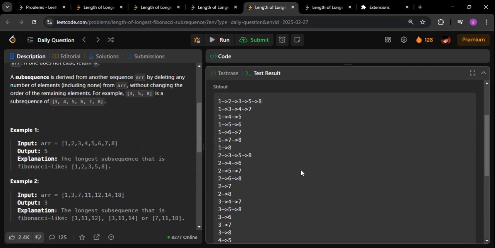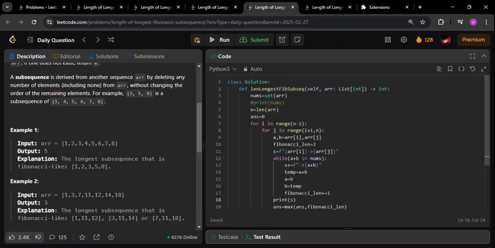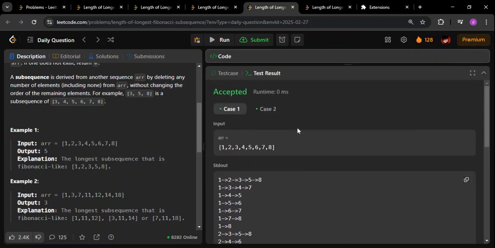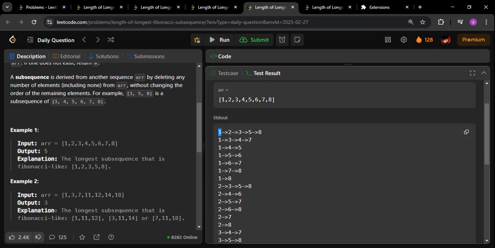Okay, if I can show you the output, see, this time what I've done is I've added some print statements in the same code so that we can visualize what is actually happening. Okay, so if you see, this is how the things are happening. So for the first pair, that is 1 and 2, we are able to proceed further till 8. Okay, similarly for the second pair, 1 and 3, we are able to proceed till 7 and so on.